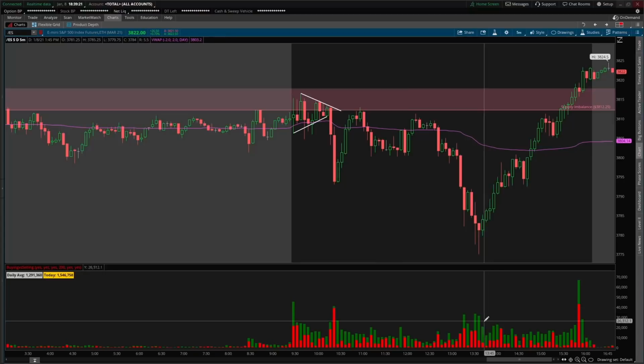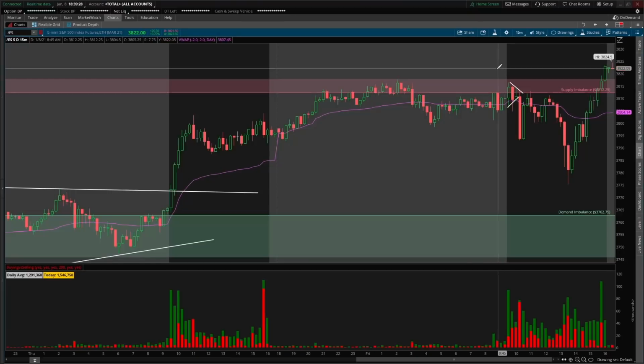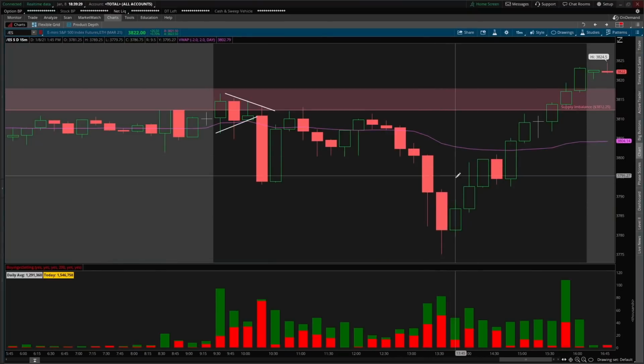So on a 5-minute chart, this volume down here at the low is not very significant. We did reverse end of day, but if you go to a 15-minute chart, you're going to see this volume looks very significant. High volume does not always mean a continuation move to the downside or upside.